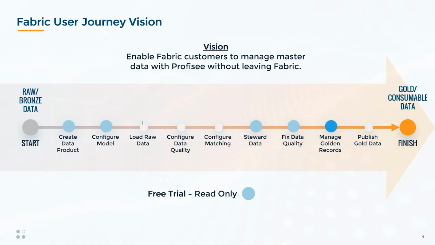In June of 2025, we added the ability to manage golden records, so now we can open up a group of like records, we can see the golden record, we can see its source records underneath it, and we can manage the values on that golden record within the Fabric workload.